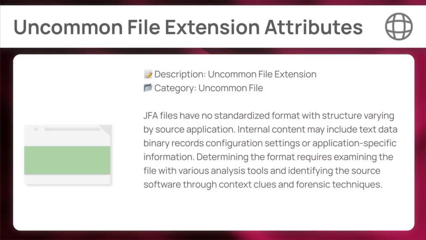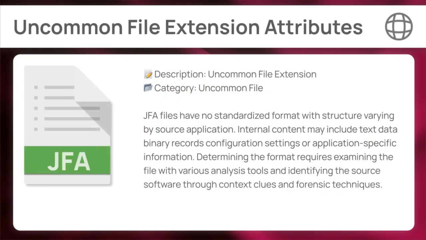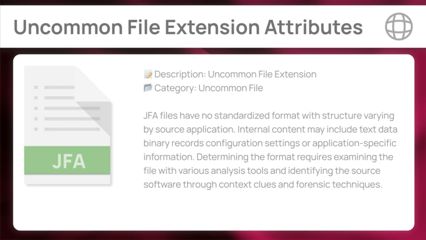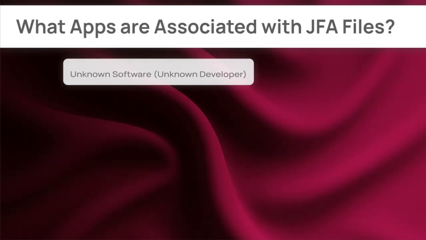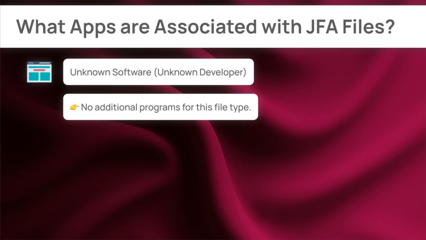JFA files have no standardized format, with structure varying by source application. Internal content may include text data, binary records, configuration settings, or application-specific information. Determining the format requires examining the file with various analysis tools and identifying the source software through context clues and forensic techniques. For comprehensive file management, JFA relies on unknown software developed by unknown developer.